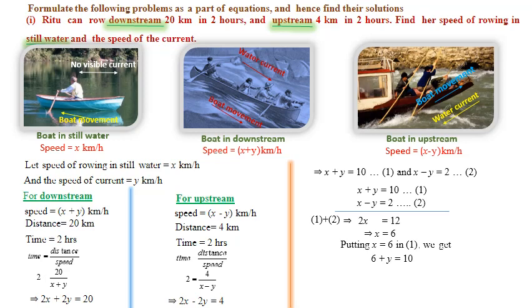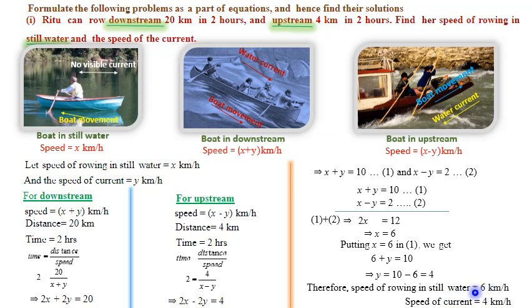What we are going to get is equation number 1, x plus y is equal to 10. Substituting x, that is 6 plus y is equal to 10, and the 6 moves to the right side, y is equal to 10 minus 6, that is equal to 4. Finally, we have got the answer. The speed of rowing in still water, that is x, is 6 km per hour, and the speed of the current, that is y, is 4 km per hour.